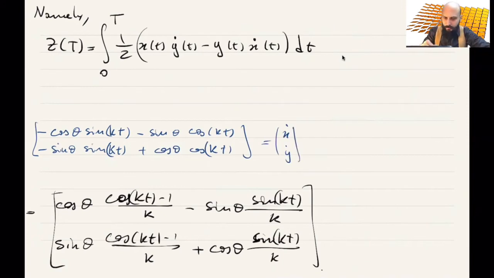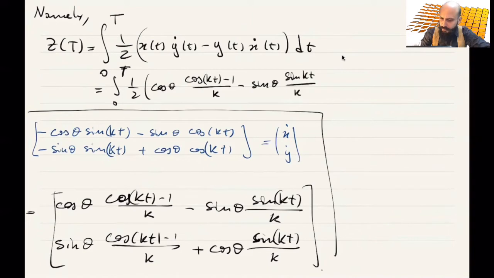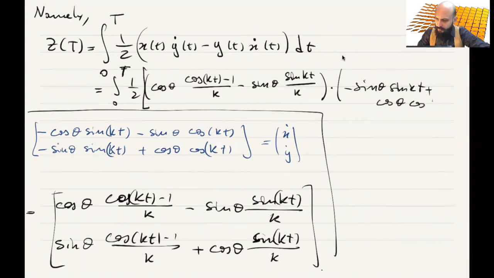Okay, now let's put it up here. This is the integral between 0 and T of 1/2 of, okay, cos theta times cos kt minus 1 divided by k minus sin theta sin kt divided by k, which multiplies, here in parentheses, y dot, so it's going to be minus sin theta sin kt plus cos theta cos kt.